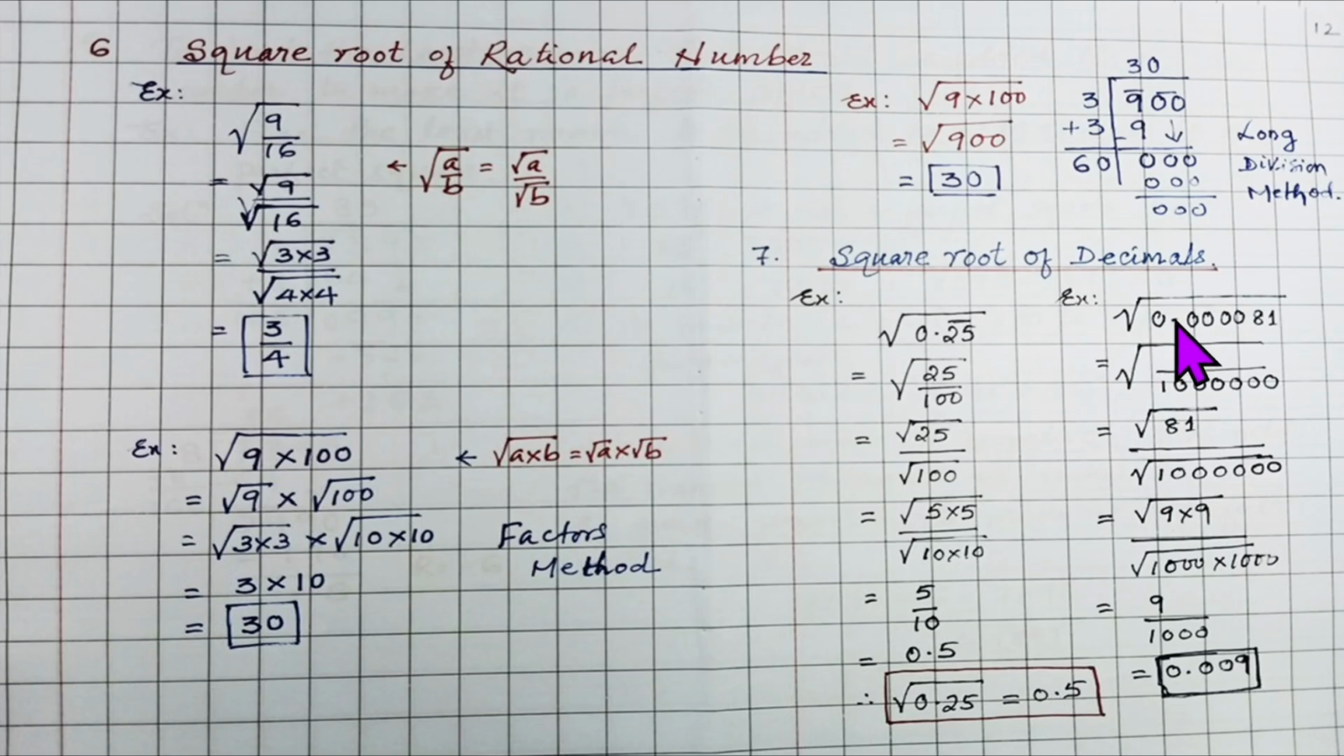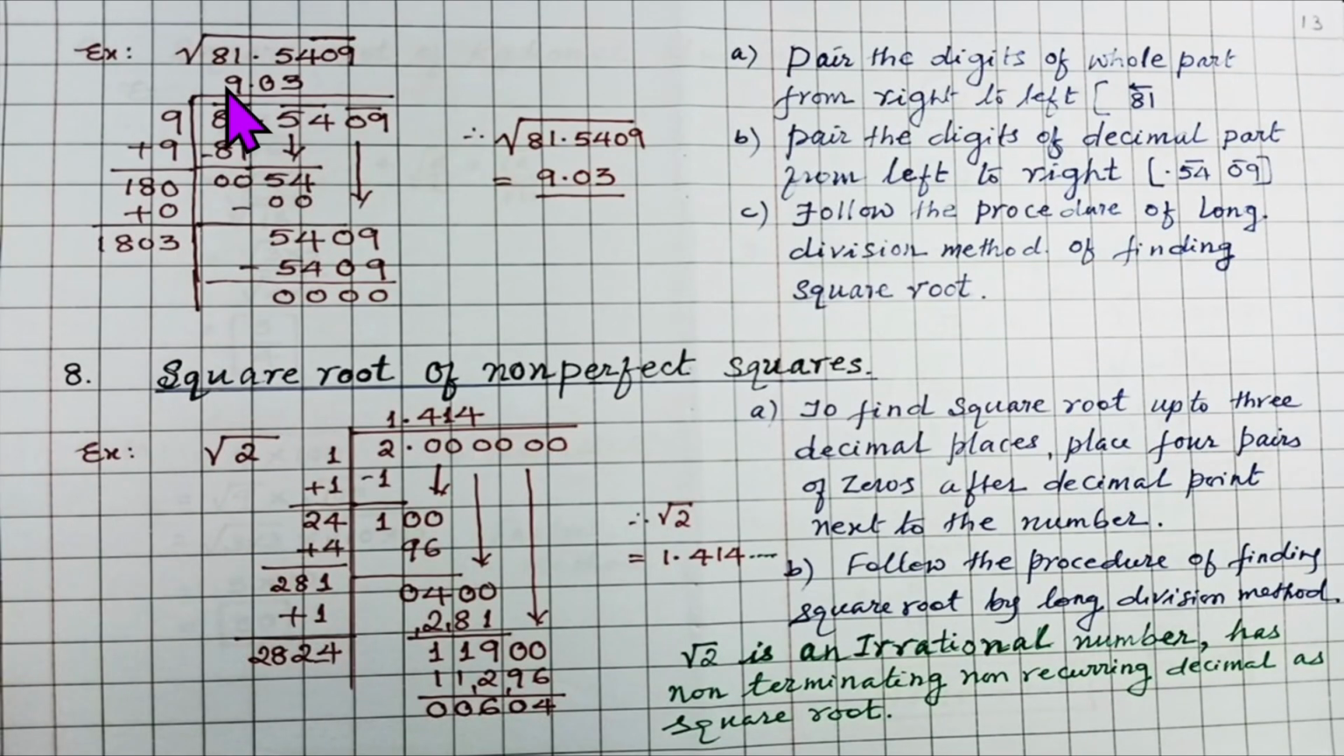Now to find the square root of 0.000081, one method is consider only 81, the square root of 81 is 9. After 6 digits the decimal point is there, put the decimal point after 3 places, so the answer is 0.009. If you want to go by the direct method, that is square root of 81 by 1 followed by 6 zeros, square root of 81 is 9 and square root of 1 followed by 6 zeros will be 1 followed by 3 zeros, that is 9 by 1000 and that is 0.009. So learn that.